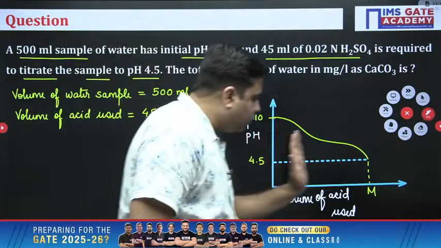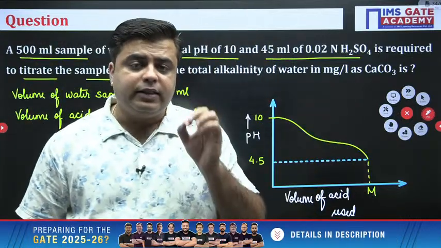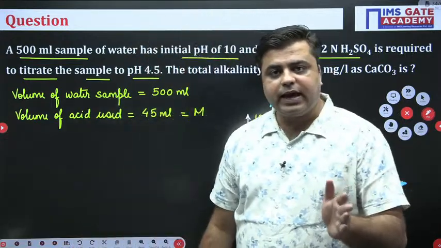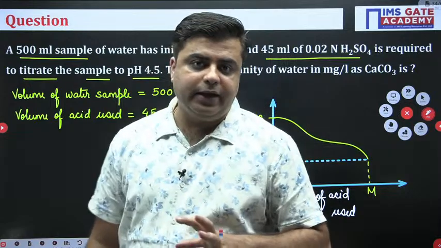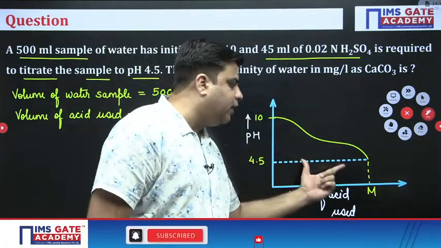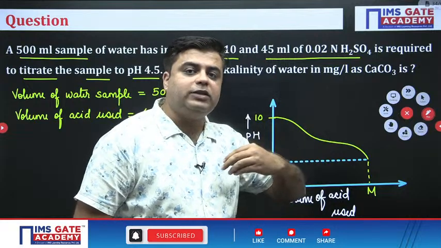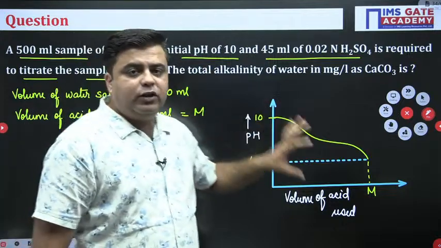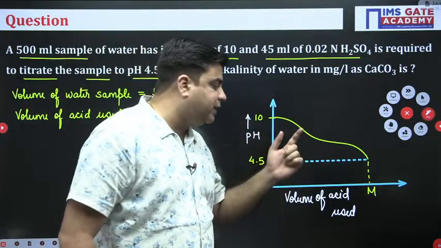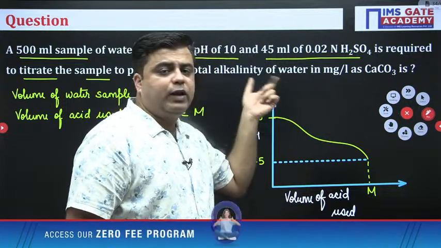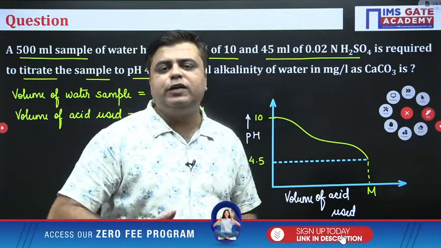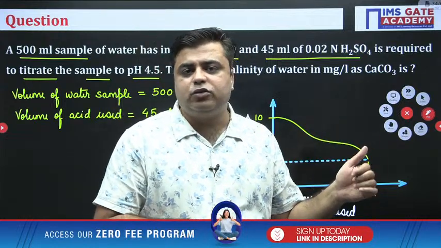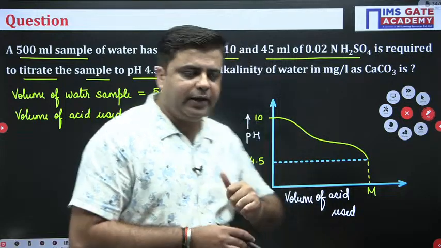Now, from here to here, whatever acid you have added, that acid is used to neutralize all the three types of alkalinity: caustic alkalinity, carbonate alkalinity and bicarbonate alkalinity. So simply this 45 ml of the acid is used to neutralize all the alkalinity present in the water sample. Now, after this titration, we know that the number of gram equivalents of acid used will be equal to the number of gram equivalents of alkalinity. And once we know the number of gram equivalents of alkalinity, we can multiply it with the equivalent weight of CaCO3 to calculate the concentration of alkalinity, right?